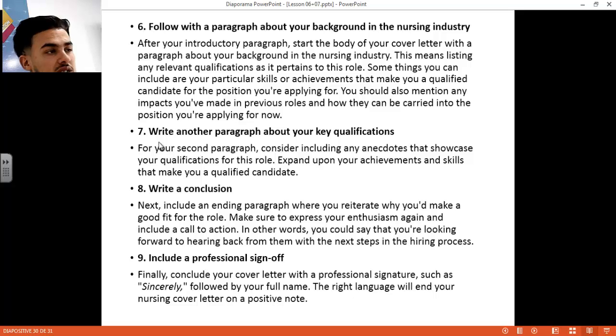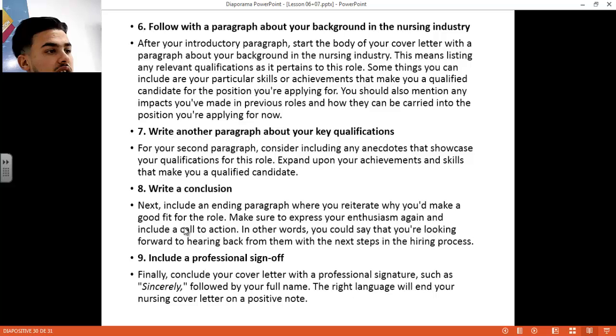The next element is to write another paragraph about your key qualifications. For your second paragraph, consider including any anecdotes that showcase your qualification for this role. Expand upon your achievements and skills that make you a qualified candidate. So as we have talked before, you must add some extra qualifications or capacities.